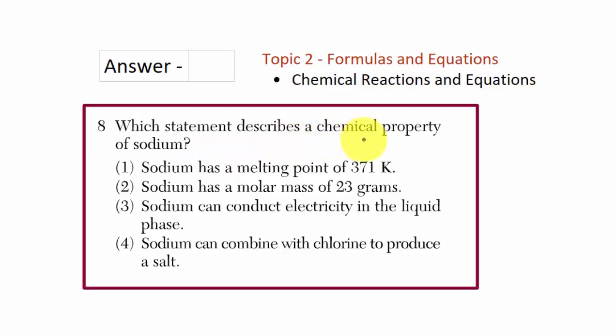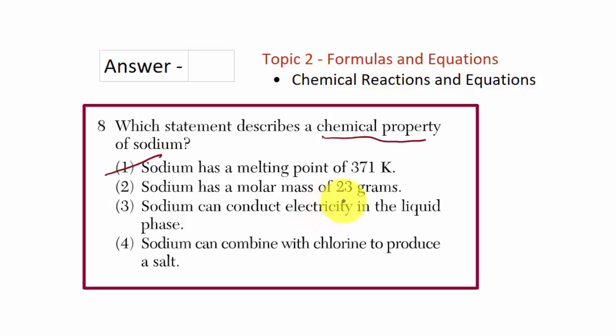Question 8. Which statement describes a chemical property of sodium? Recall that chemical properties are properties which, to observe them, require a change in the structure of the substance, while physical properties can be observed with no total permanent change to the structure. So let's examine these. Sodium has a melting point of 371 K. Well, whether you're melting a little bit of sodium or a lot of sodium doesn't matter, and whether it's melted or it's solid, it's still sodium, so that's a physical property, we'll eliminate it.